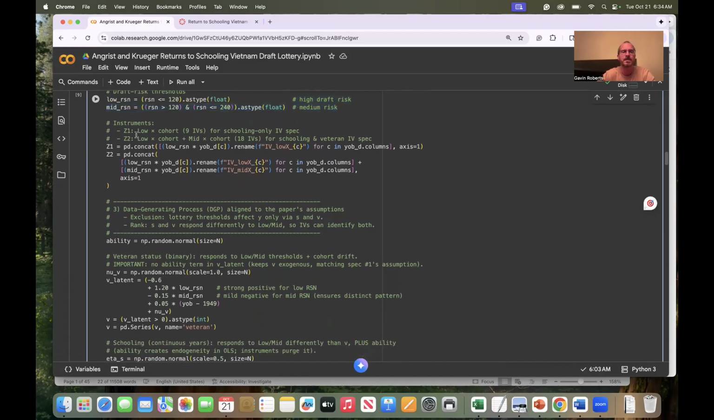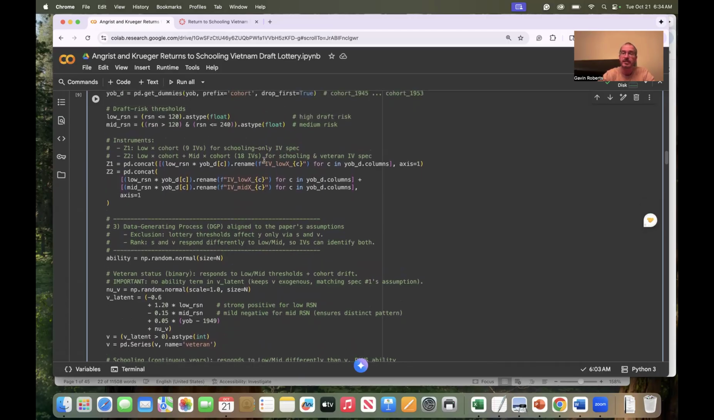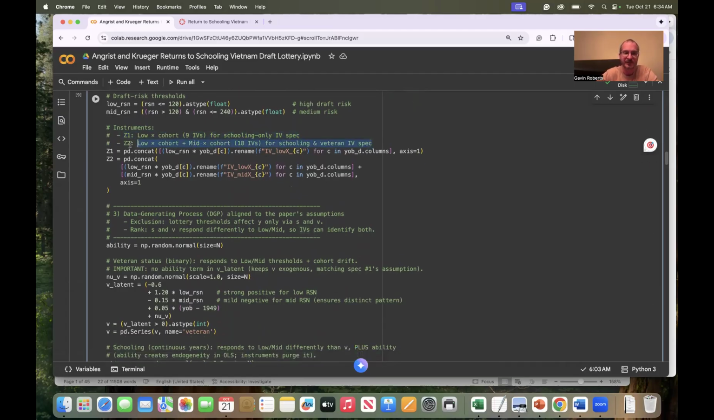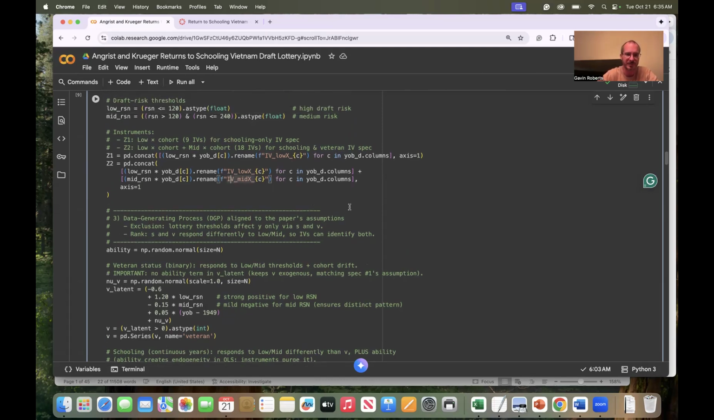And now we have our draft risk times cohort, because if you have a low risk, then you multiply by cohort. So that's going to be a schooling-specific IV. And then we're going to have a veteran-specific one too, because those medium-risk people should start to mix in, like who actually becomes a veteran. Low-risk people should have more schooling, but be less likely to be a veteran. So that's a little bit of the logic for why we're breaking those apart.